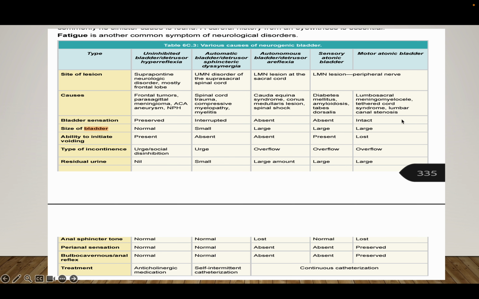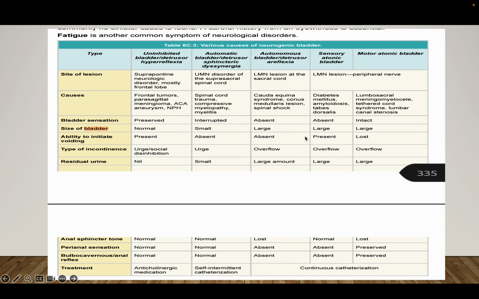Then the third is the motor atonic bladder, where there is some lumbosacral involvement, such as root compression in the motor pathway, meningomyelocele or lumbar canal stenosis, where the motor nerves are more commonly involved. In this, the problem is they are able to feel the bladder sensation, but they can't empty the bladder on their own. So in them, the bladder is large. They can't initiate voiding on their own.